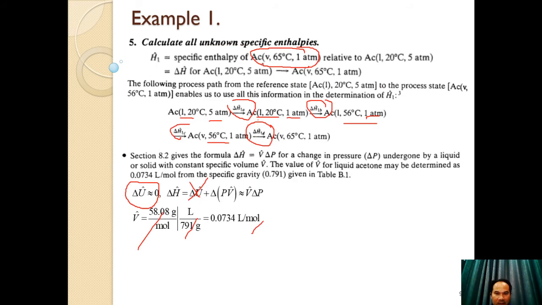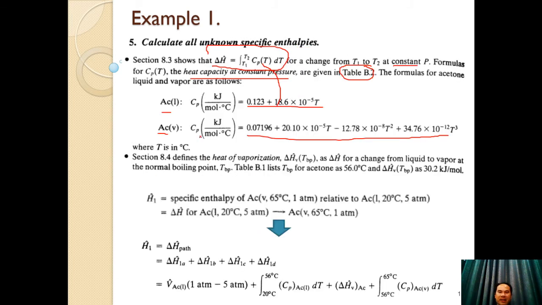And then the third step, delta S1C. Delta S1C is the delta S of vaporization, something we call latent heat of vaporization. That's at constant temperature and constant pressure. Most of the data we have is in the table, like in this case, table B1 in the book. There is the boiling point of acetone, which is 56 degrees Celsius. This is the normal boiling point. And also, in this case, we know the heat of vaporization is 30.2 kilojoule per mole.